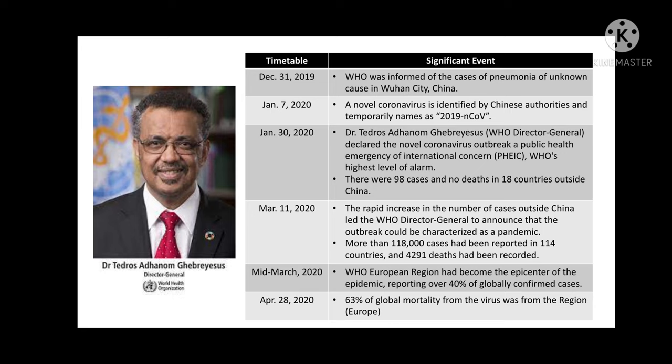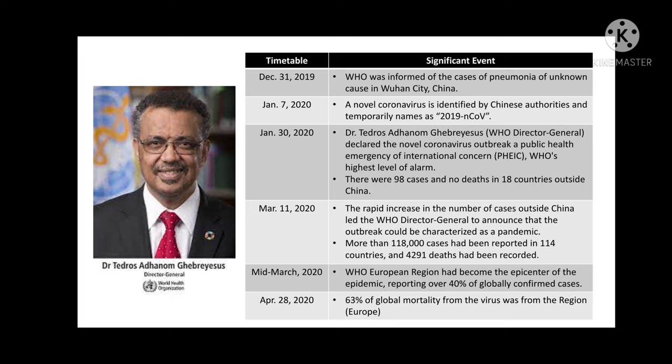On March 11, 2020, there was already a rapid increase in the number of cases in and outside of China, which led the World Health Organization's Director General to announce that the outbreak could be characterized as a pandemic. By then, more than 118,000 cases had been reported in 114 countries, and a total of 4,291 deaths had been recorded.